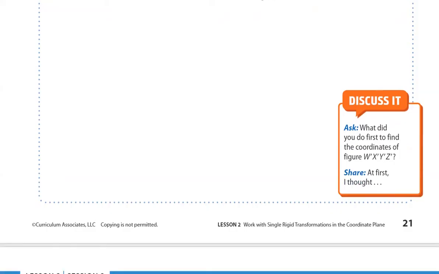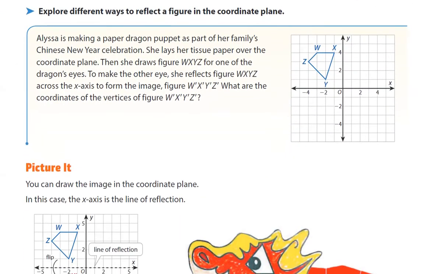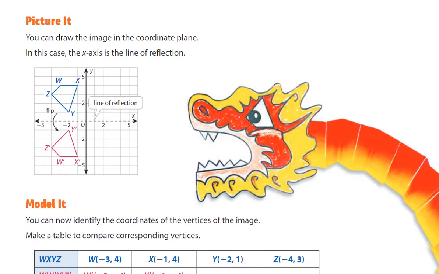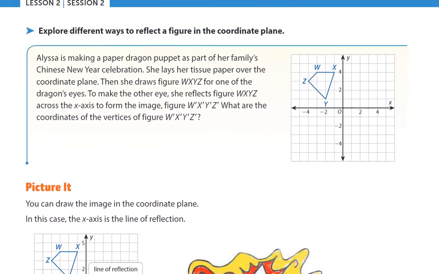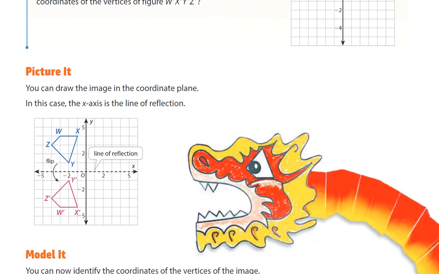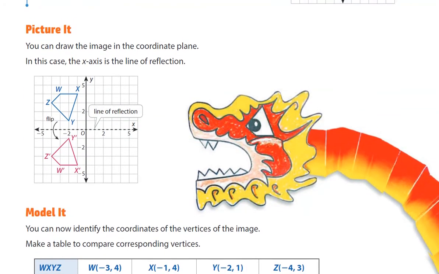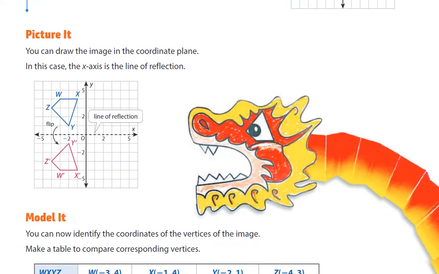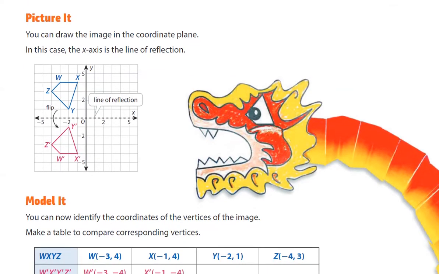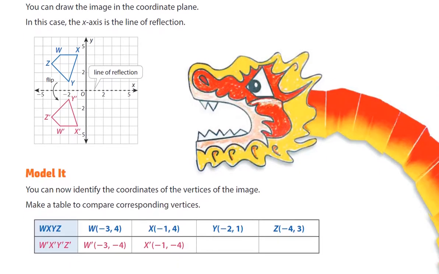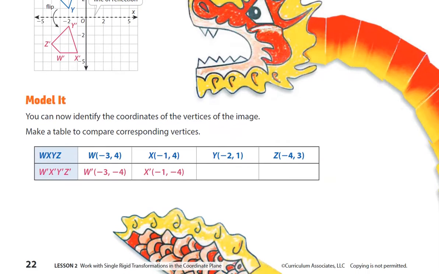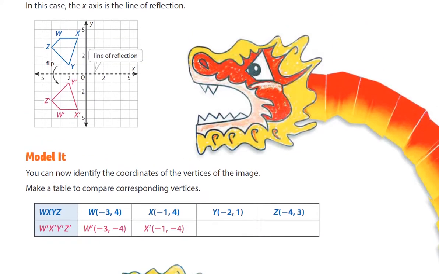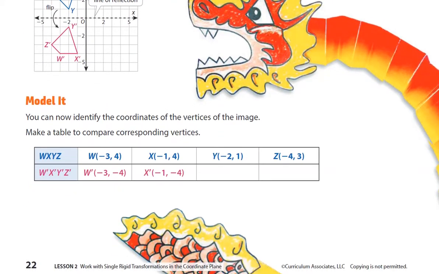Okay, so now it's going to ask us probably what? Oh, no. Oh, it's got the dragon here. That's beautiful. So they also did it just on here. And the first method they're giving us is picture it, which is the one that we did. We just kind of actually drew it, didn't we? And that worked out nicely, but we're also trying to figure out how this affects the numbers for the points on the coordinate plane. So let's look at our model it and make a little table here.